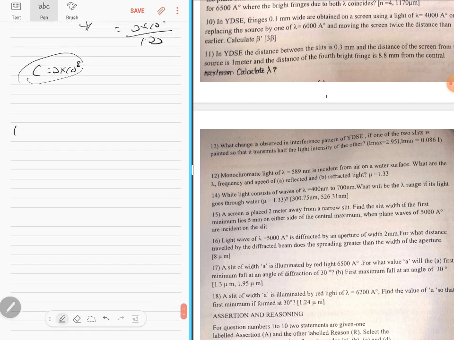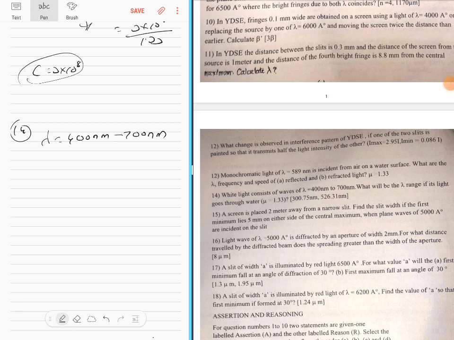Let's go to the 14th question. White light consists of wavelengths lambda from 400 nanometer to 700 nanometer. What will be the lambda range if the light goes through water of refractive index 1.33? So it's going through water, right?